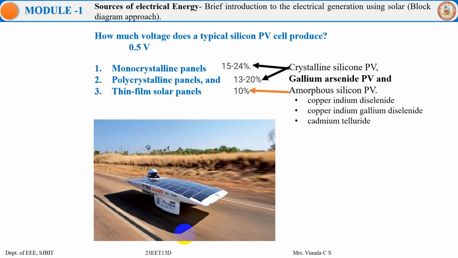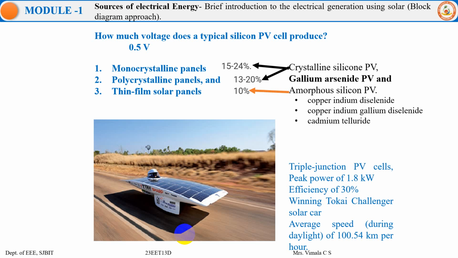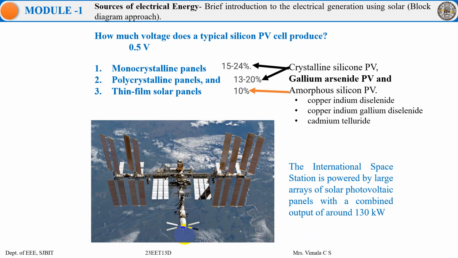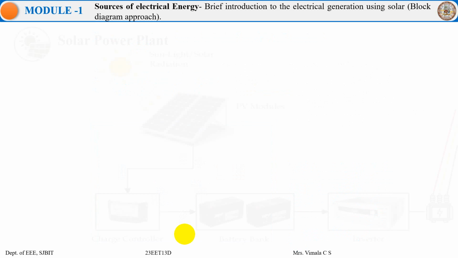You can see the solar panels can be put over any device where the sun can directly fall on the panels. Triple junction PV cells, with a peak power of 1.8 kilowatt and efficiency of 30%, won the Tokai Challenger solar car race. The average speed was around 100.54 kilometers per hour. The International Space Station is powered by large arrays of solar photovoltaic panels with a combined output of around 130 kilowatt.